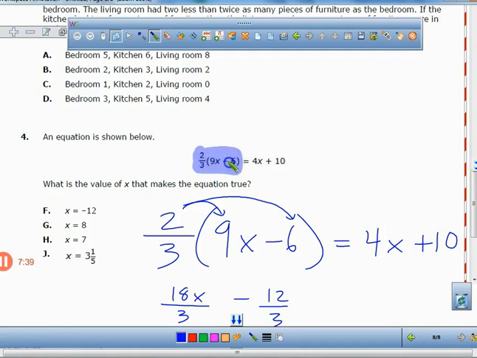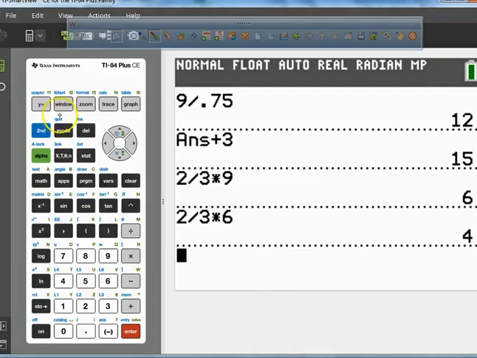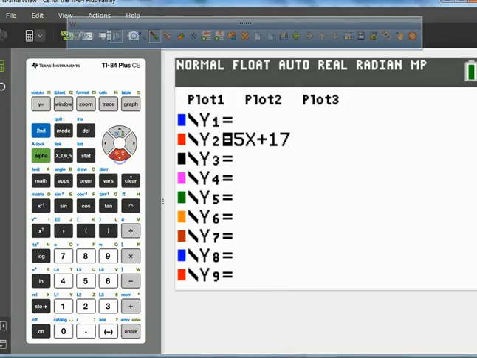There we go. Put that in y1. Put that in y2. Check our table. Call it a day. Here we go. Clear that out. Go to y1. Put 2 divided by 3.